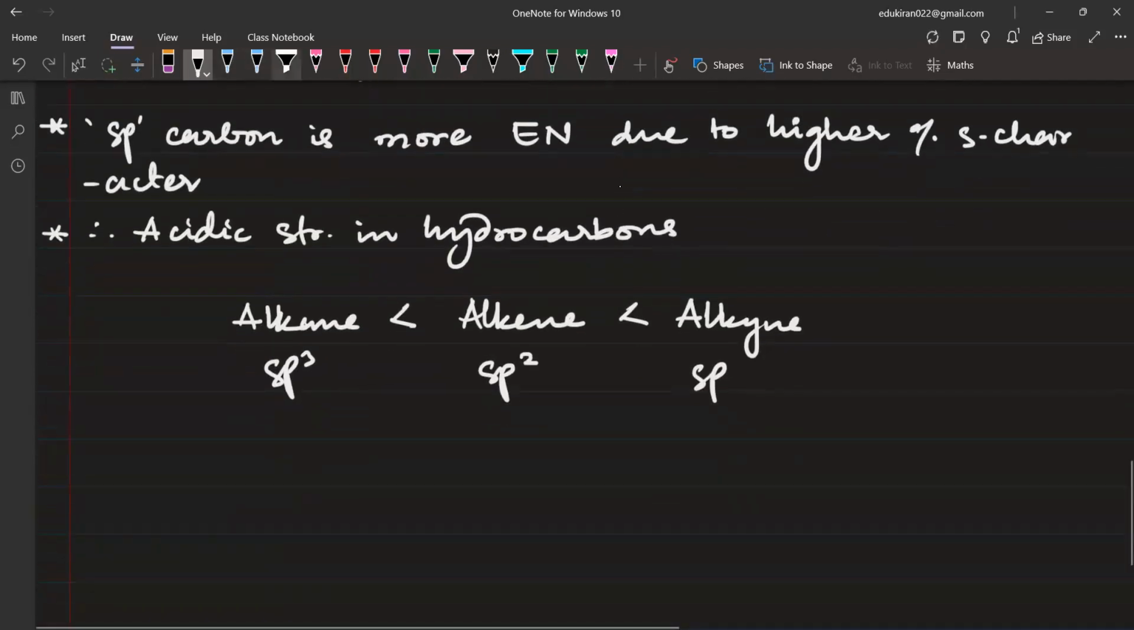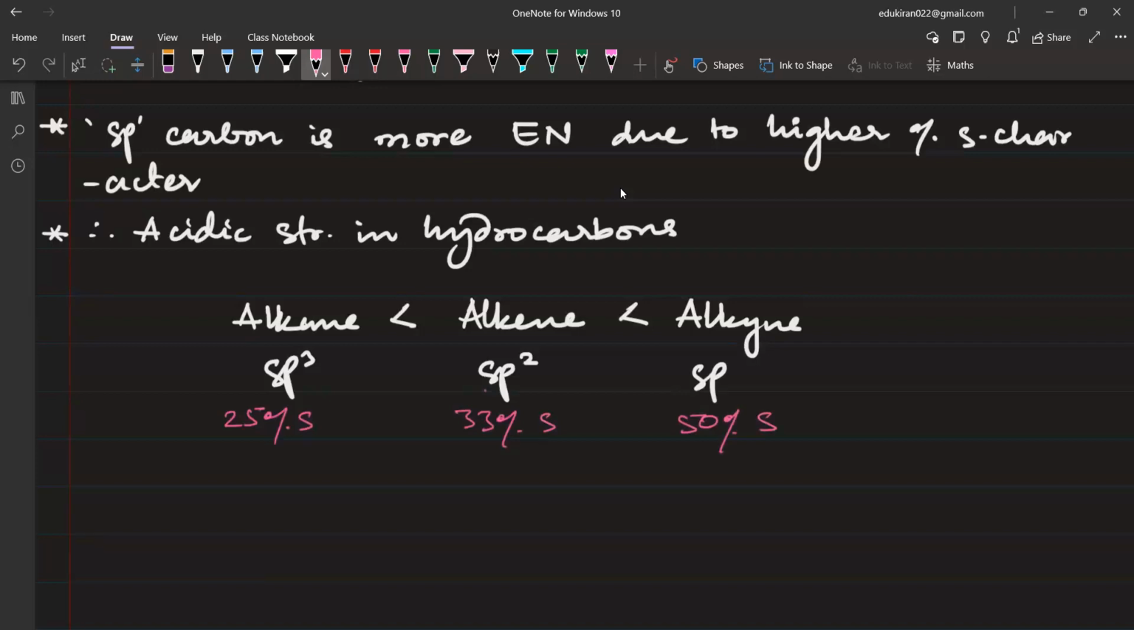If I look at the sp3 carbon, then it is having only 25% S character. This is having S and P3. So we have 4 orbitals taking part in hybridization, and one of them is S. So 25% S character. Here we have 3 orbitals, one S and 2P. So it is 33% S character. Here we have 50% S character. Right? And higher the S character, higher is the acidic strength. So now alkynes में सबसे ज़्यादा होता है.